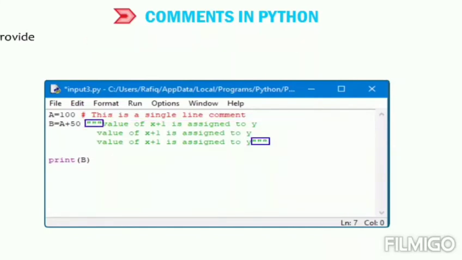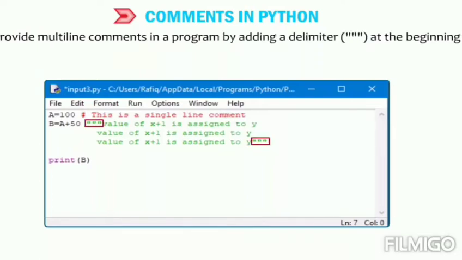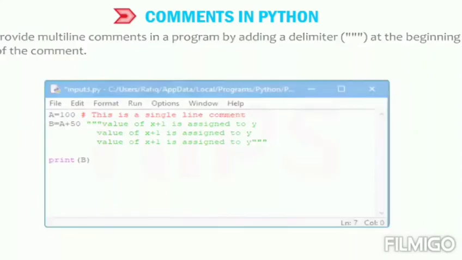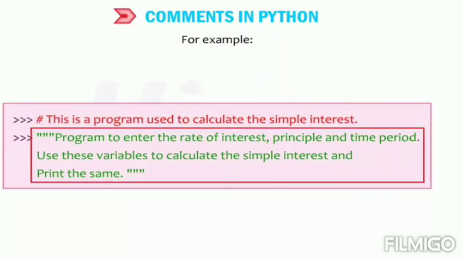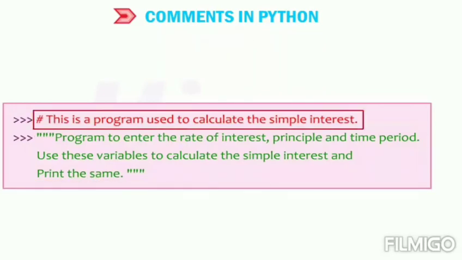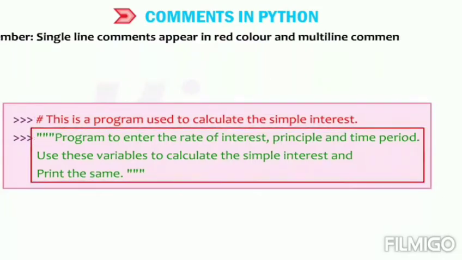We can provide multi-line comments in a program by adding a delimiter at the beginning and the end of the comment. For example, hash. This is a program used to calculate the simple interest. Triple double quotes. Program to enter the rate of interest, principal, and time period. Use these variables to calculate the simple interest and print the same. Triple double quotes. Remember, single line comments appear in red color and multi-line comments appear in green color.